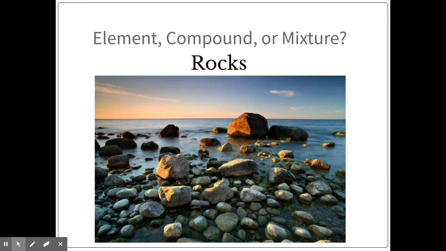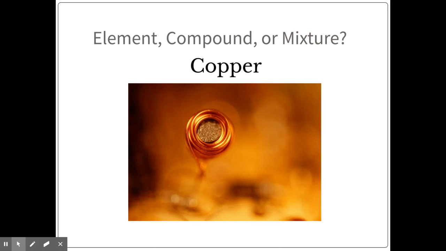First one, rocks: element, compound, or mixture? Rocks are a mixture. Second one, copper. Little copper wire there. Is copper an element, compound, or a mixture? Copper is an element. It's Cu in Latin, it's cuprum. It's on the periodic table. You can find it in the metals section.